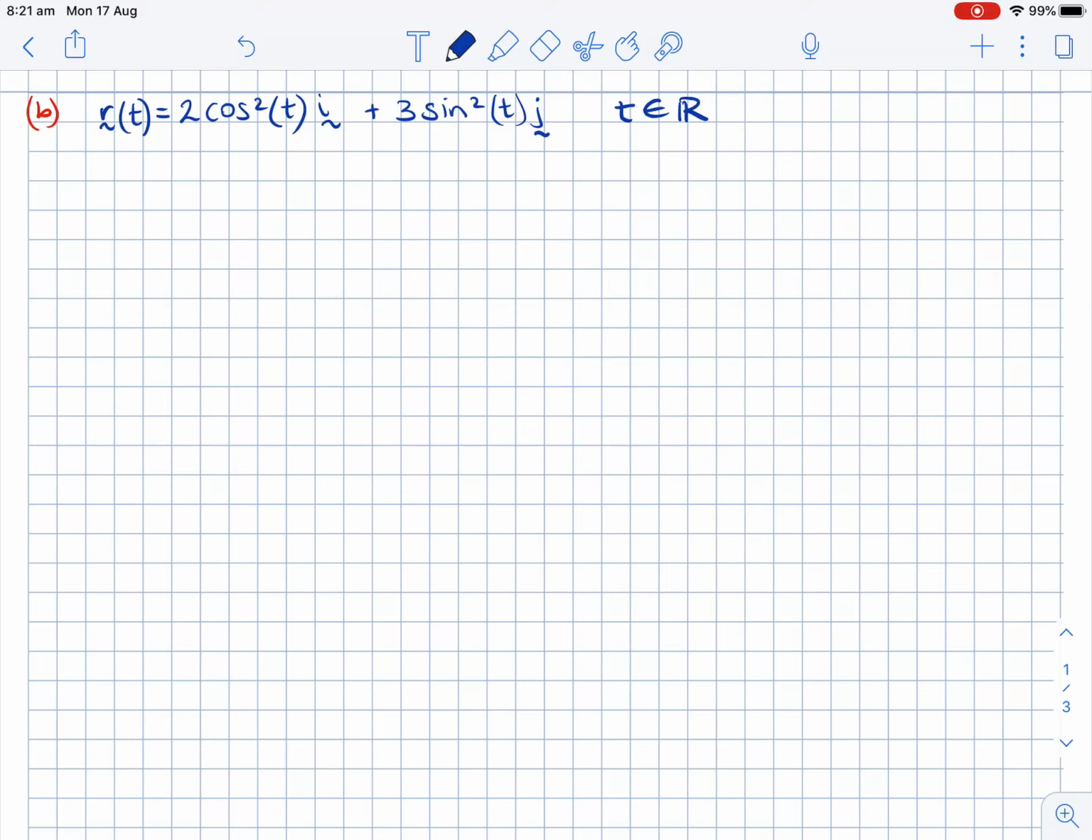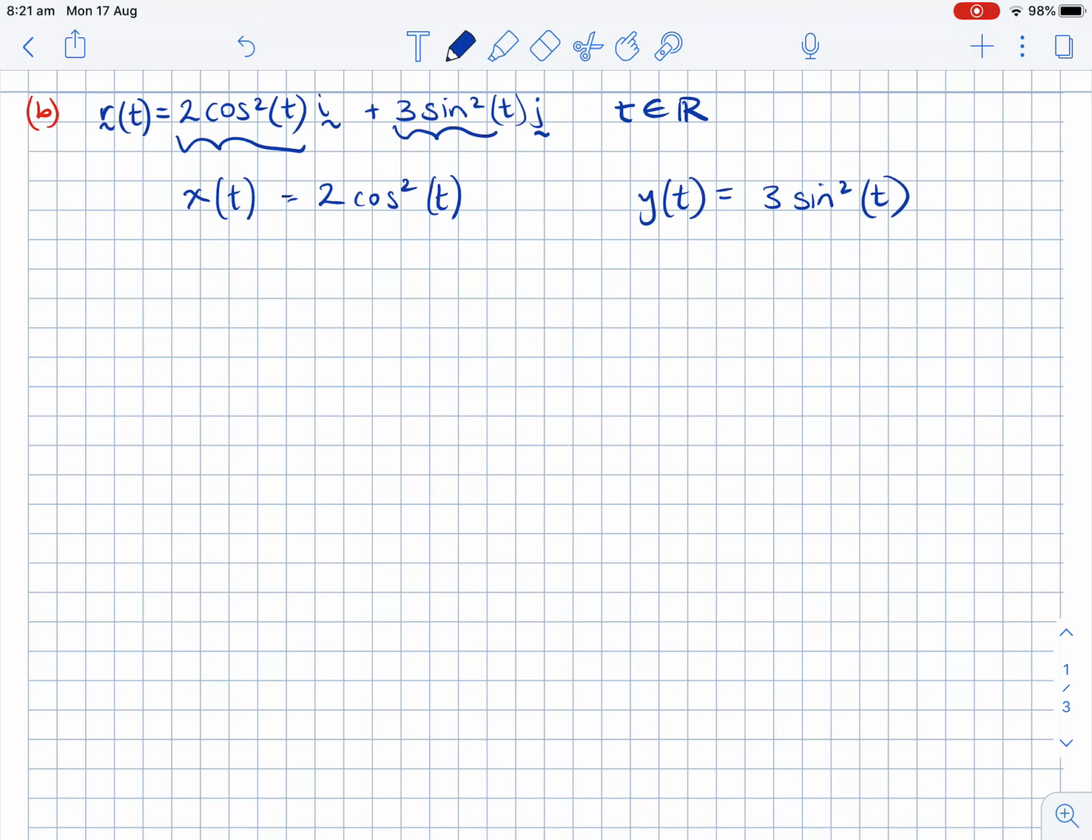So what we're looking at now is a very similar function to what I had the first time, except that my squareds are already in there. And what that does is it changes the Cartesian equation significantly. So let's again consider the part in front of the vector i. I'm going to make that my x function. I'm going to say x of t equals 2 cos squared t. And then my y of t is going to equal 3 sine squared t.